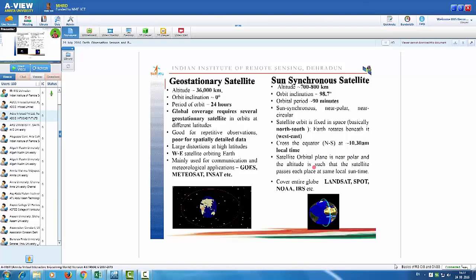Satellite orbital plane is near polar and the altitude is such that the satellite passes each place at the same local sun time. As I told to you, sun is always looking at the earth surface, and earth is rotating and satellite is revolving. So during descending pass, it is acquiring the data. So at the same local sun time, it is acquiring the earth surface images. Normally it covers the entire globe, and the satellites used as sun synchronous satellites are Landsat, Spot, NOAA, and IRS. IRS are Indian Remote Sensing series satellites.